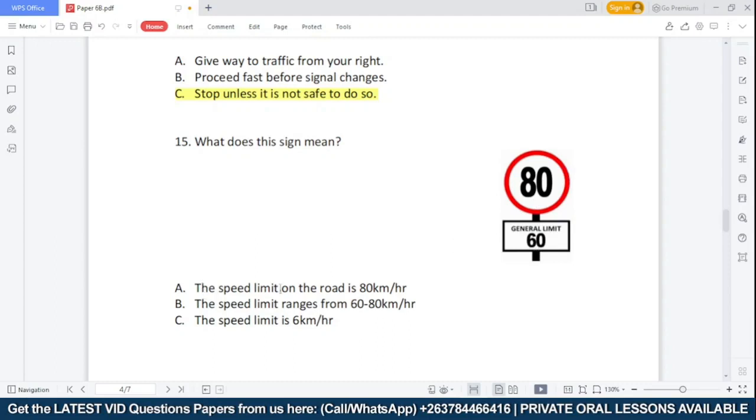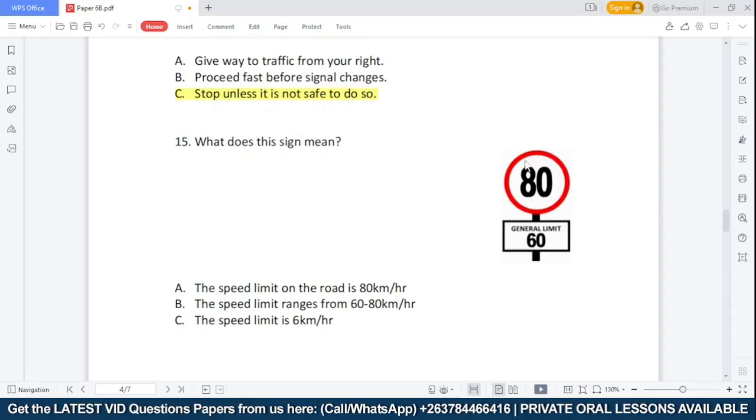So the speed limit on the road is 80 kilometers per hour. B, the speed limit ranges from 60 to 80 kilometers per hour. C, the speed limit is 6 kilometers per hour. I'm sure they wanted to say 60 kilometers per hour here, so let's just assume this is 60 kilometers per hour. But anyways, this is not the answer. So let's just look here.